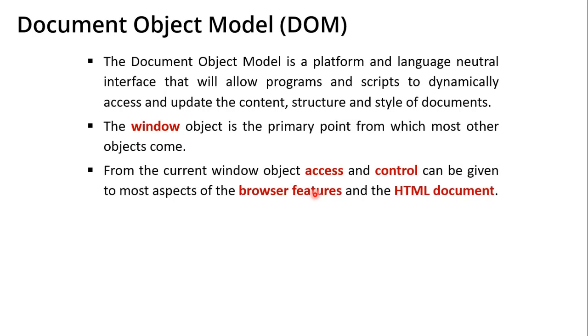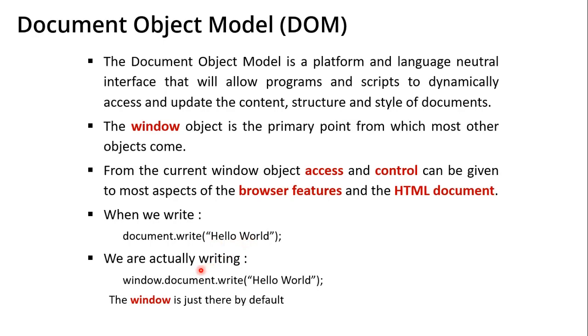From the current window object, access and control can be given to most aspects of the browser features and the HTML documents. When we write document.write("hello world"), we are actually writing window.document.write("hello world"). The window is just there by default.